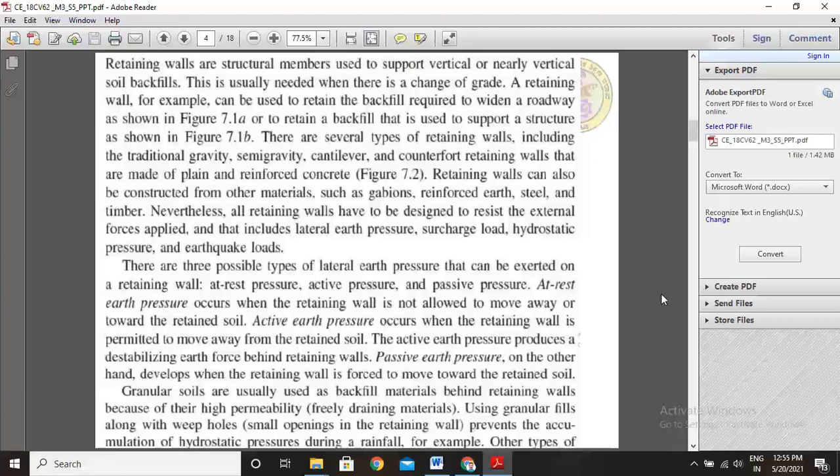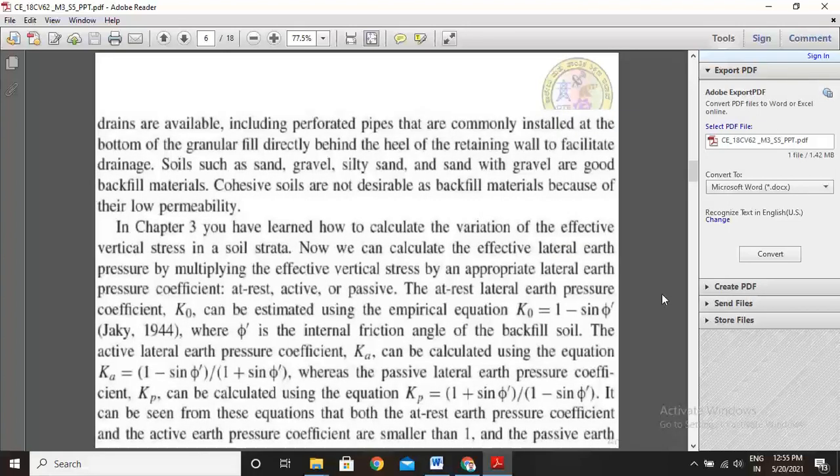Other types of drains are available, including perforated pipes that are commonly installed at the bottom of the granular fill directly behind the heel of the retaining wall to facilitate drainage. So this type of concept is used in highway construction. In highway work also, the same technique is used.